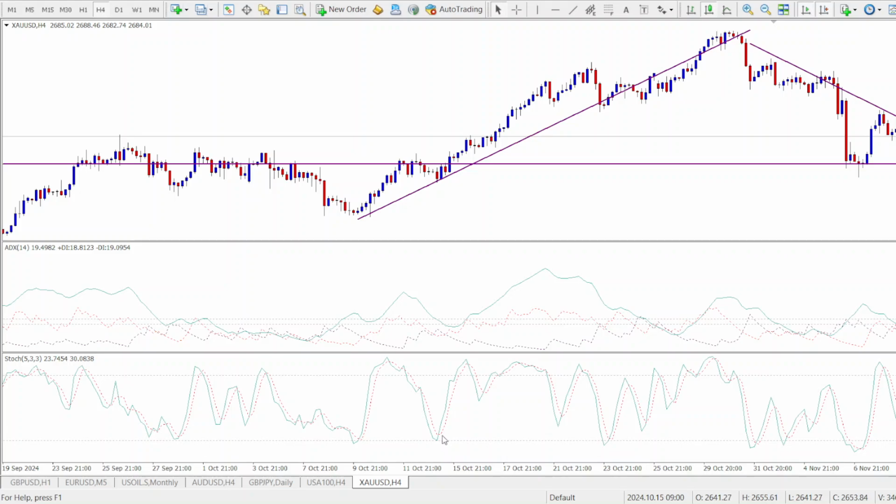If the stochastic is below 20, it signals that the market is oversold, which could mean it's about to bounce upward. This is your potential buy signal.